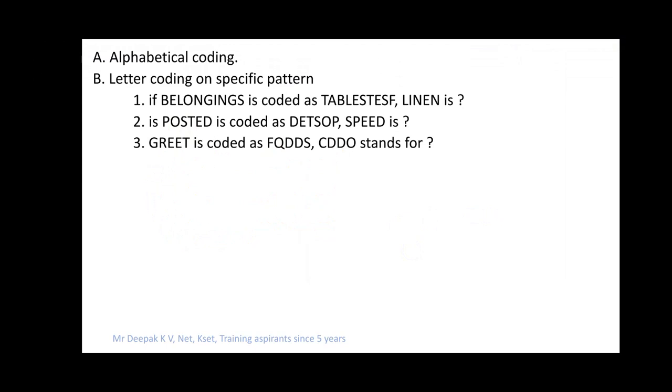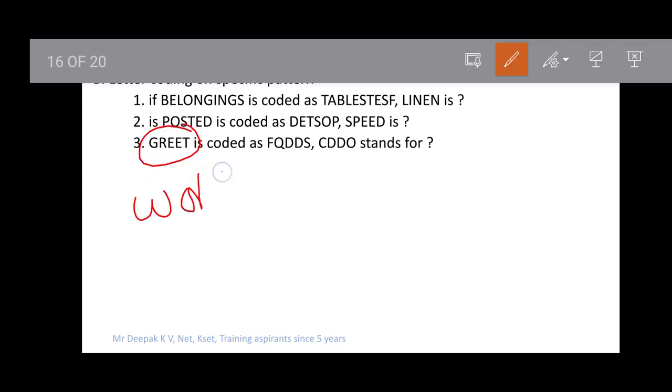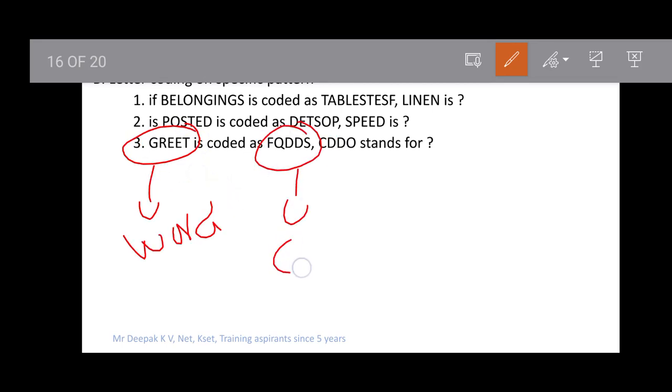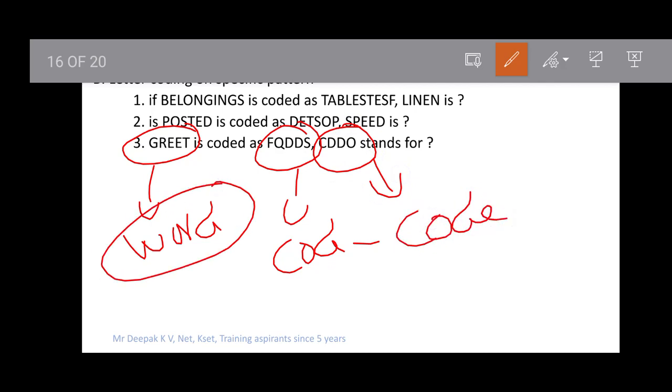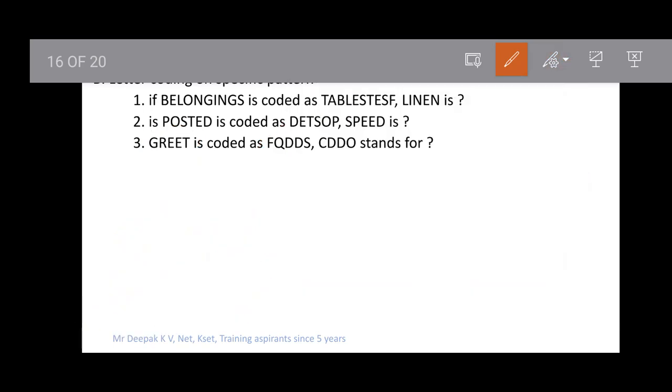GRIT is coded as FQHS. What is CDDO? Remember, this is a word and this is a code, correct? So CDDO can be a code. Instead of the word, I can say it as the decode. What is asked? Whether they have asked for the code? They haven't asked for the code. They have asked for the decode of CDDO, and we will see the relationship between these two first.